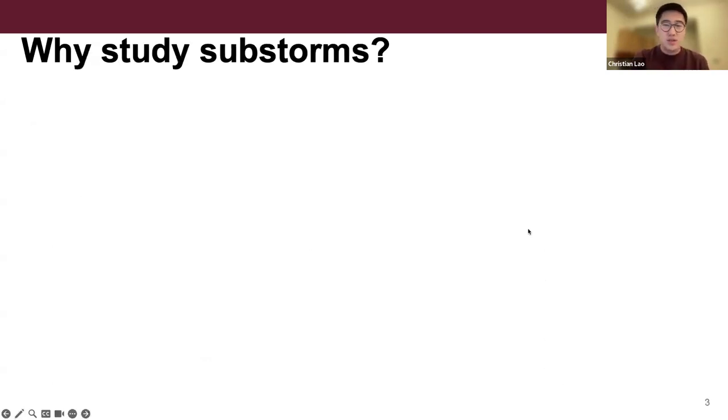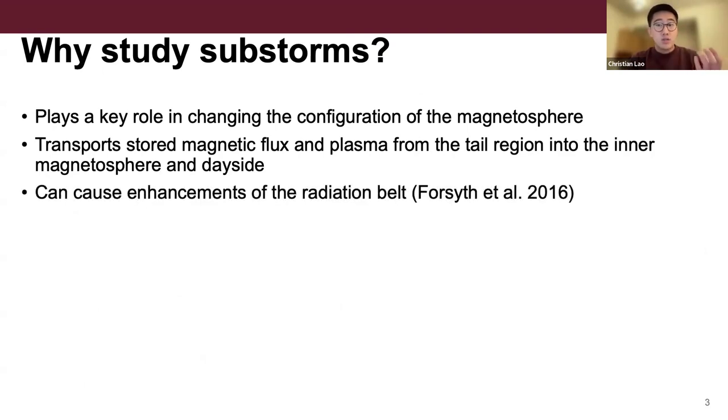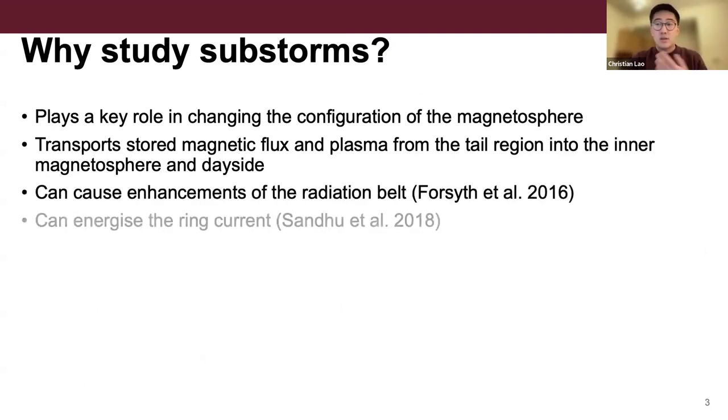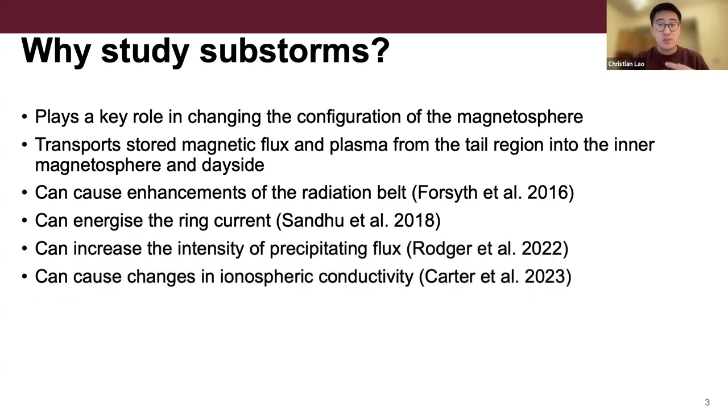Now, why do we study substorms and why do we care about the substorm intervals? Firstly, it plays a key role in changing the configuration of the magnetosphere, like I've described earlier. It transports stored magnetic flux and plasma from the tail region to the inner magnetosphere on the dayside. It can cause enhancements of the radiation belts. It can energize the ring current. It has the possibility of increasing the intensity of the precipitating flux. It can change the ionospheric conductivity.